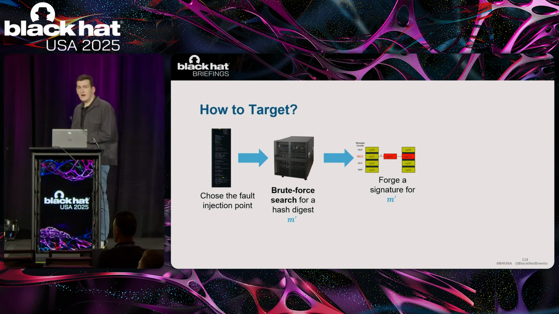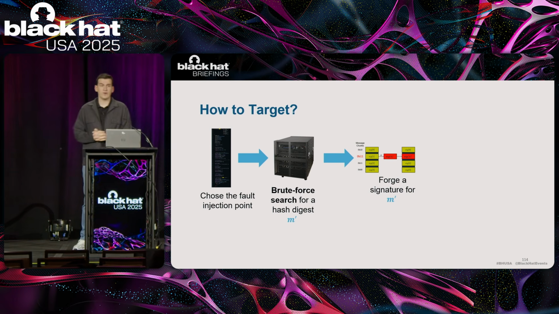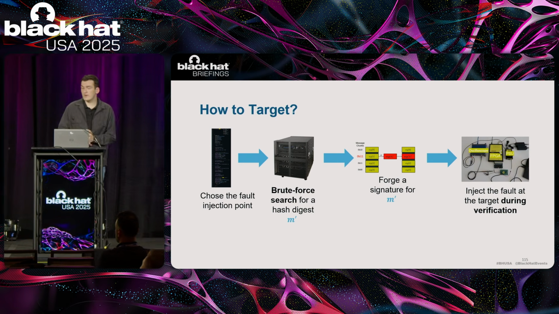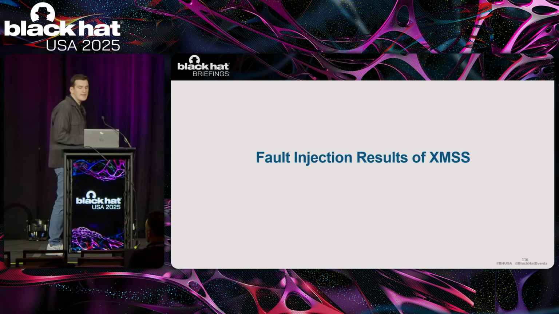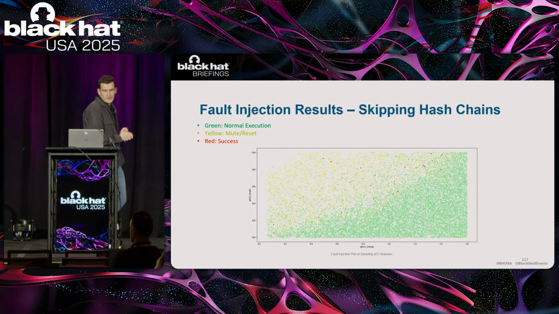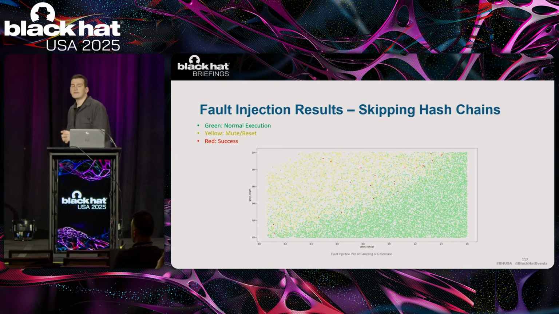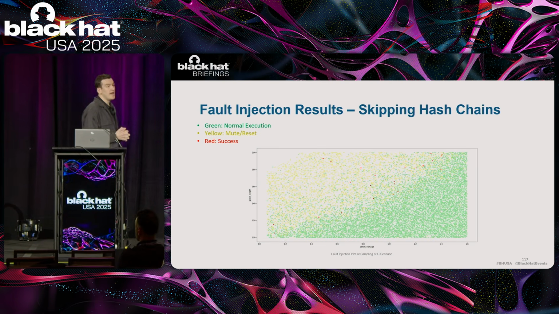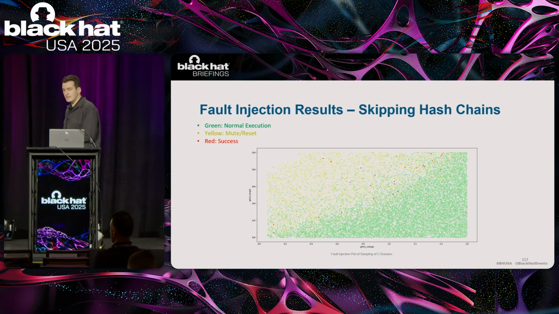And after you find that hash digest, you can easily forge a signature for your arbitrary message, and then you can start to inject the faults at the target during the verification. Let's check the fault injection results. We attack the verification with skipping hash chains using voltage fault injection, and we also successfully bypass the XMSS verification using this scenario.